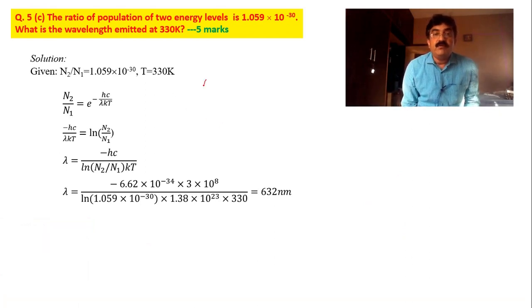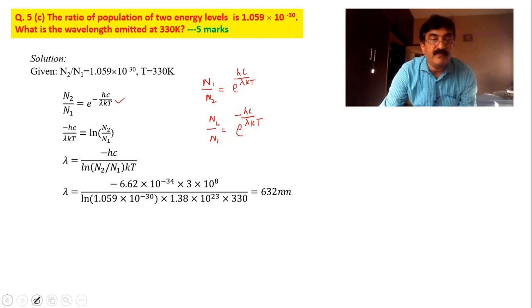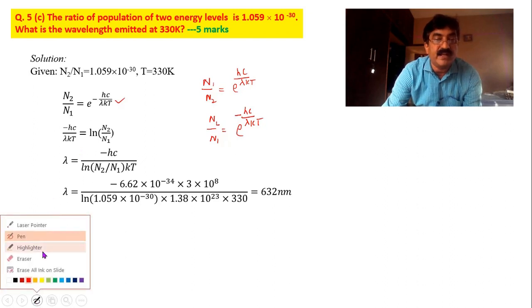Okay, n1 by n2, this is nothing but Boltzmann's factor, e to the power of hc by lambda kt, but I want n2 divided by n1, so I take the reciprocal, meaning minus hc by lambda kt. So therefore this equation is here. Now simplify. By simplifying, keep on simplifying, just watch the steps, you will get an idea.